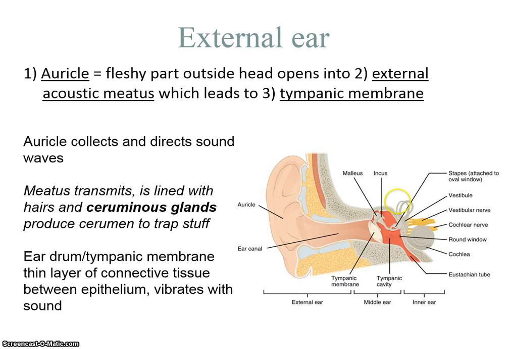All right, so the external ear: the auricle is the fleshy part outside the head. It opens through what they call the ear canal, but the external acoustic meatus is the bony part, and it leads to a tympanic membrane. So the auricle collects and directs sound. In other mammals, we can see they can adjust their ears to collect that sound. We're not so good at doing that anymore.